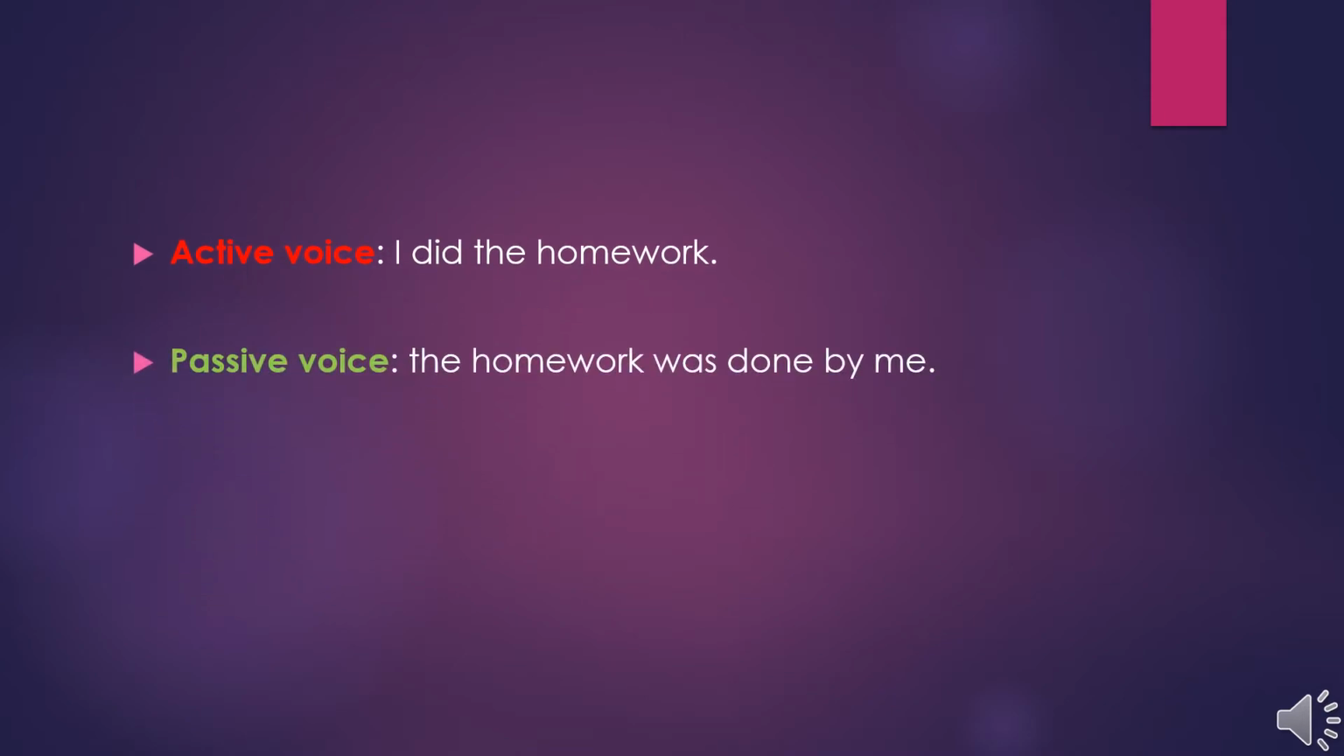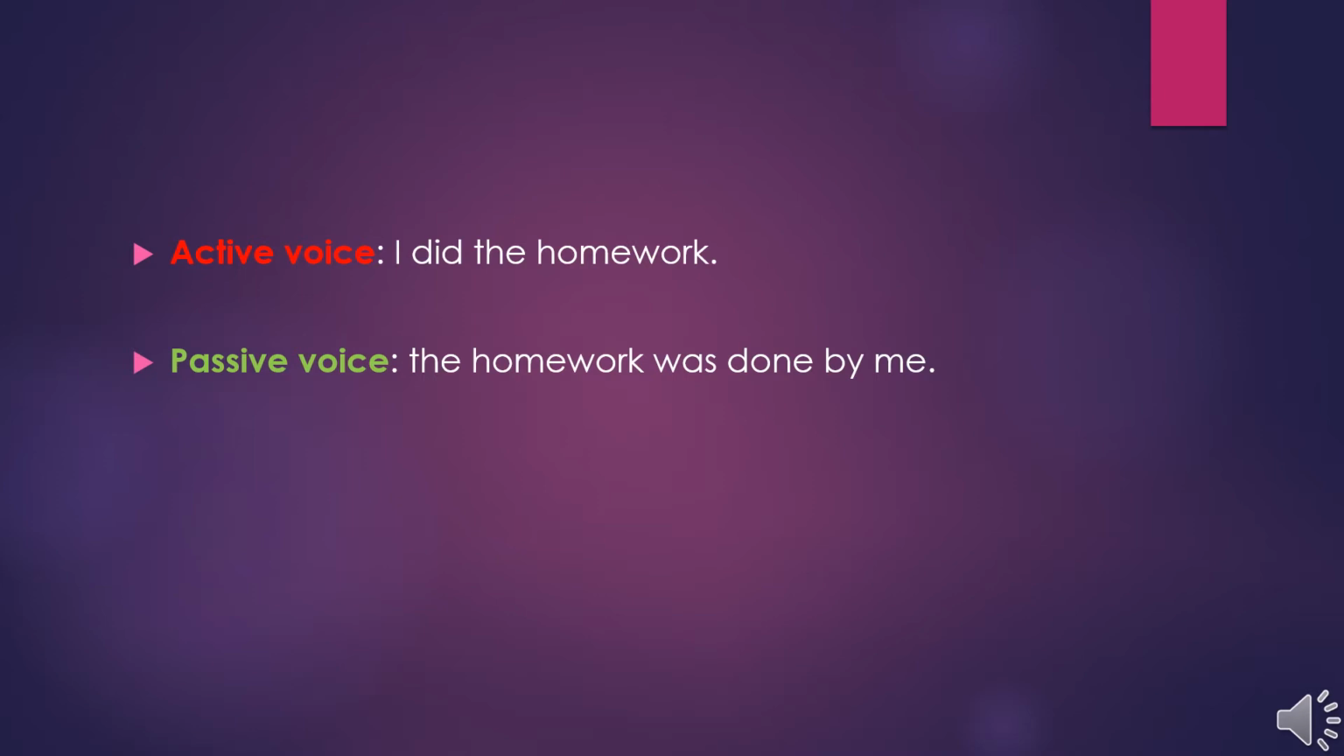An active voice is like, "I did the homework." I is the subject and the homework is the object. The subject is I, and I is the one who is doing the homework. It comes at the beginning of the sentence as the subject, so it's an active voice.